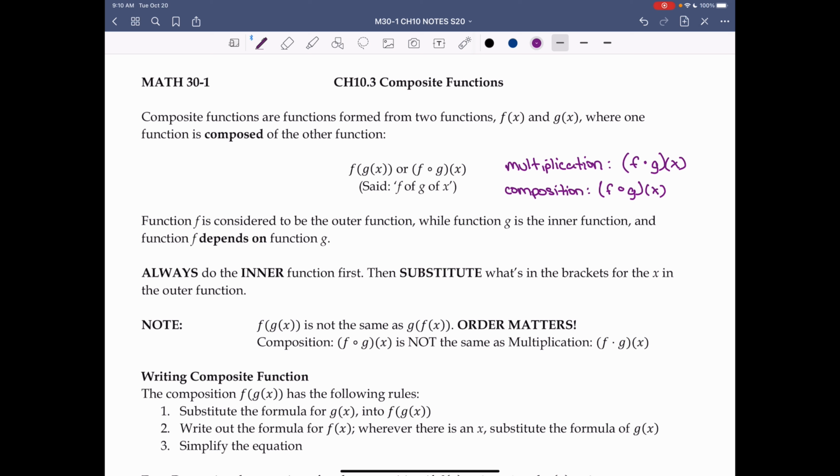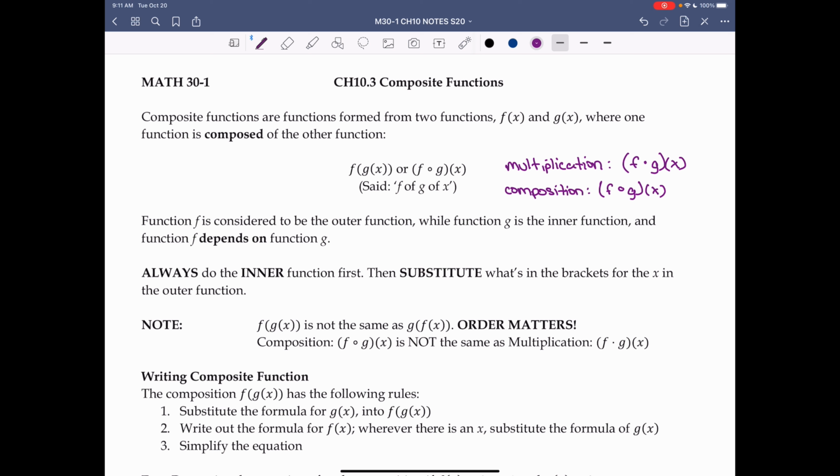So in f of g of x, function f is considered to be our outer function, while function g is the inner function, and function f depends on function g. Always do the inner function first, then substitute what's in the brackets for the x in the outer function.